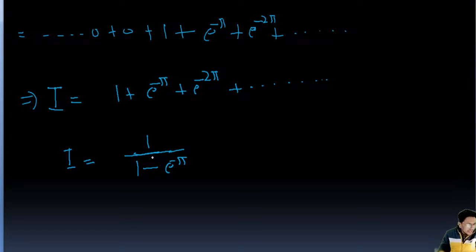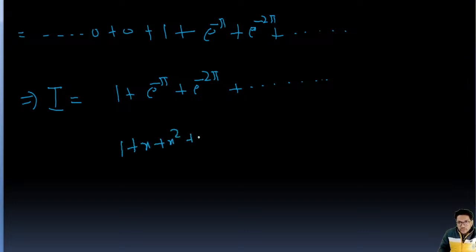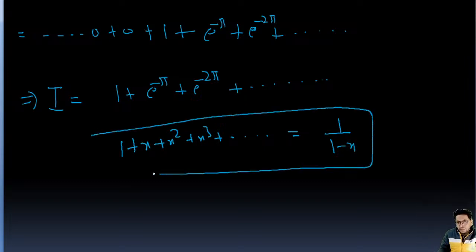Here we know this formula, I would like to write it here: 1 plus x plus x square plus x cube plus so on. This value is going to be 1 upon 1 minus x, to infinity. This is the formula we are going to use. So I is equal to, where x is e to the power minus pi, 1 upon 1 minus e to the power minus pi.